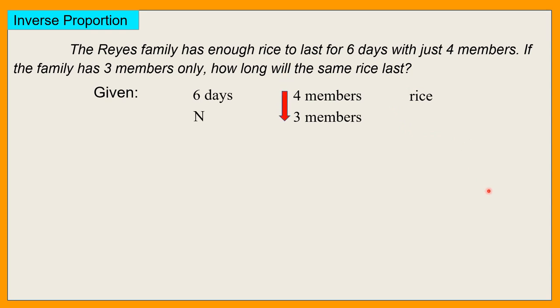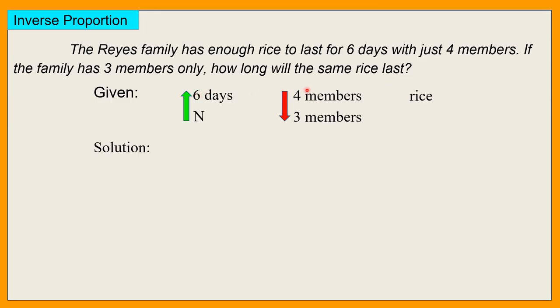So, solution. So, ito pala. 4 members, 3 members, bumaba siya. So, 6 days dahil 3 na lang ang kakain, mas tatagal na ang kanilang bigas. So, ayun ang tataas, itataas yung number of days. So, baligtaran. Since this is an inverse proportion baligtaran, for solution natin, ita-times na natin ito.